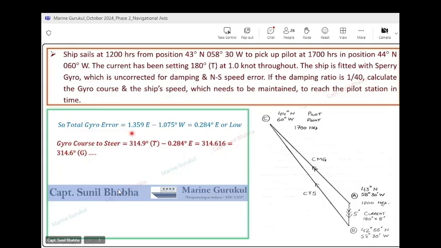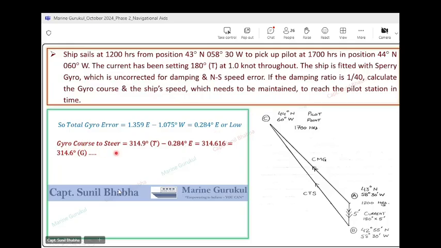So damping error 1.359 east, steaming error 1.075 degrees west. Both are of opposite name. So bigger minus smaller gives us the compass error as 0.284 degrees east or low. The name is taken up from the name of the bigger value, which is easterly. So this is the gyro error, 0.284 degrees east or low.